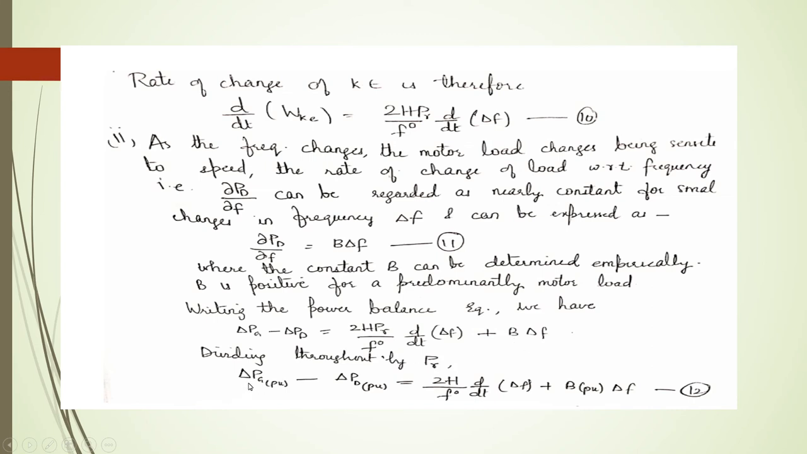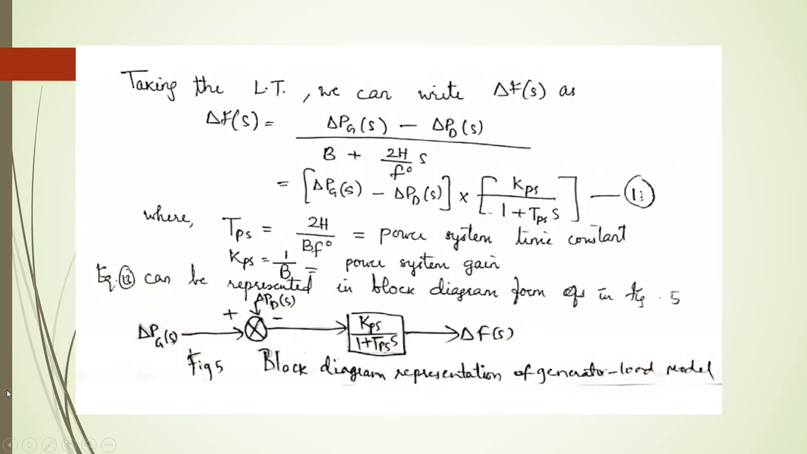So dividing throughout by PR, delta PG per unit minus delta PD per unit is 2H by F naught d by dt of delta F plus B per unit into delta F. Now taking the Laplace transform, you can write delta F of s as delta PG of s minus delta PD of s by (B plus 2H by F naught s), or this can be written as delta PG of s minus delta PD of s into KPS by 1 plus TPS into s. TPS is 2H by B F naught, that is the power system time constant, and KPS is 1 by B, that is the power system gain.